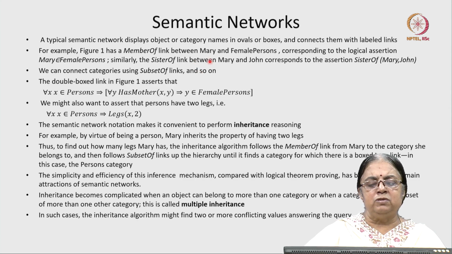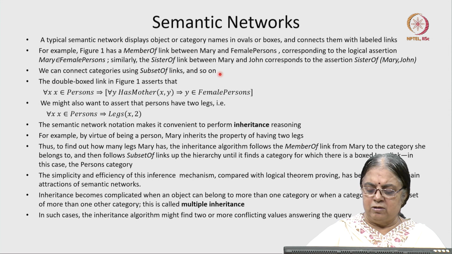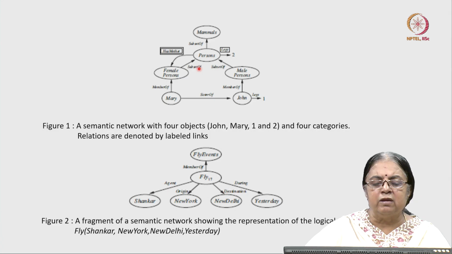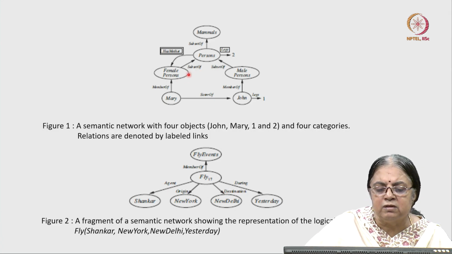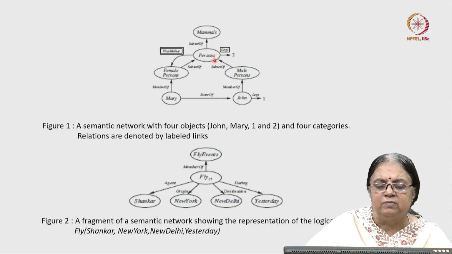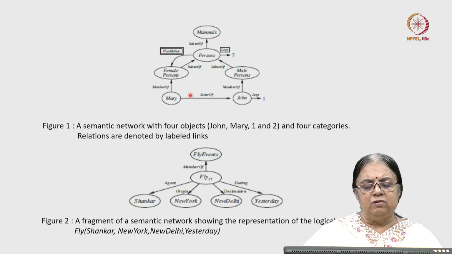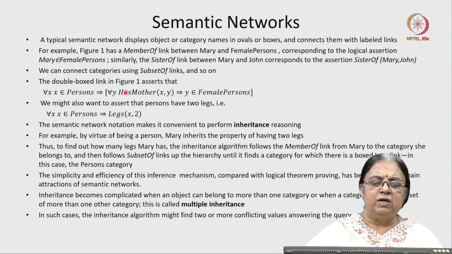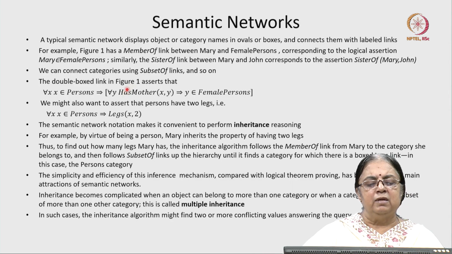So, you can also use subset links. Subset links are like the ones used over here. You are saying that female persons are a subset of the set of persons, and male persons are also a subset of the set of persons, and persons are a subset of mammals, etc. So, there are a number of relationships that you can use between the various objects that you have.